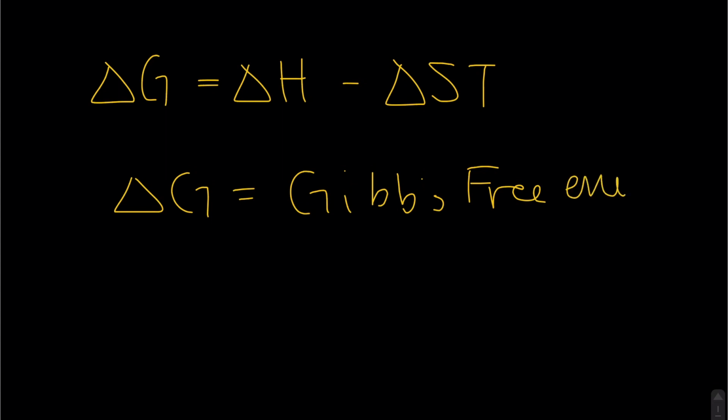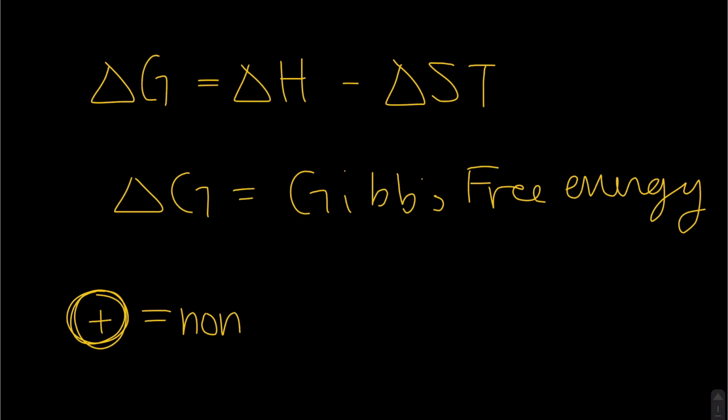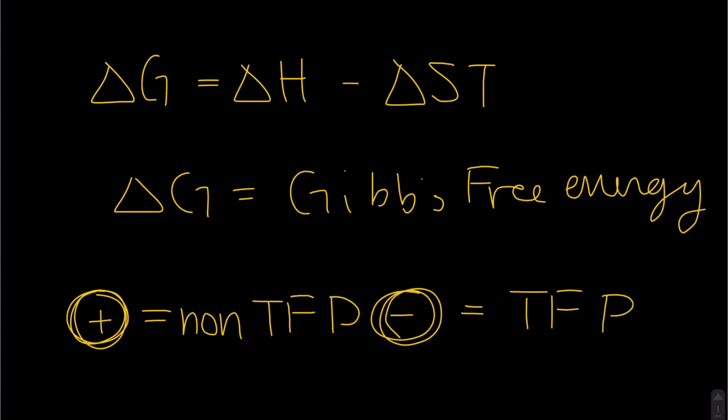What the change in G can tell us is whether a reaction will happen spontaneously or if it needs anything added for it to happen. When the delta G value is positive, that means the reaction is not thermodynamically favored and will not happen spontaneously. But if it is negative, that means it is thermodynamically favored and will occur without anything added to it.